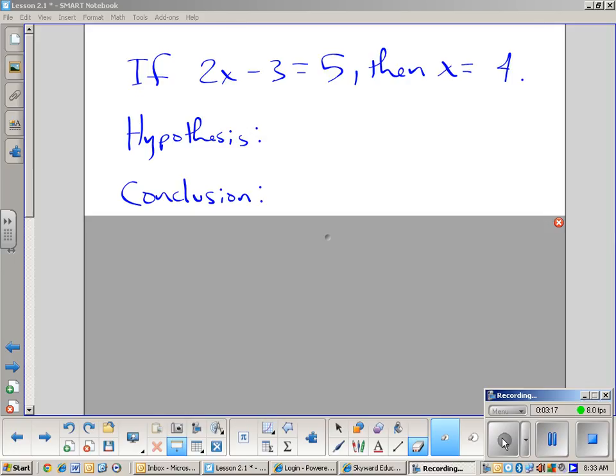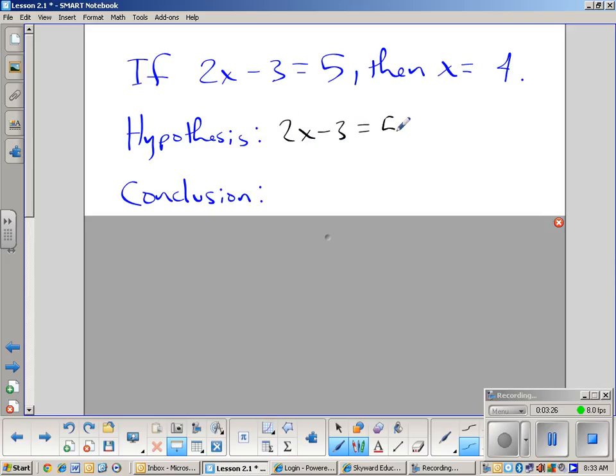2x minus 3 is equal to 5. That's the hypothesis. That's what we had written there. 2x minus 3 equals 5. The conclusion then, someone else? Jared? X equals 4. Good. You didn't tell me if or then, because they're not the hypothesis or the conclusion. They are just where we find them. Okay? It's easier when it's math like this, because it makes more sense.